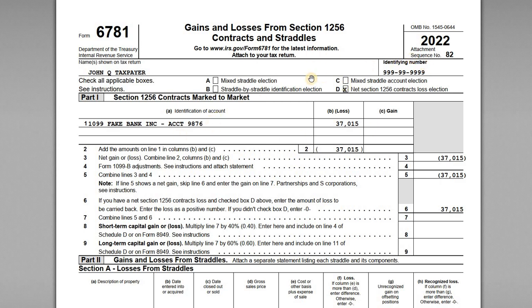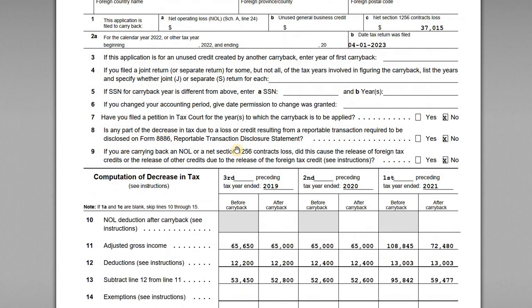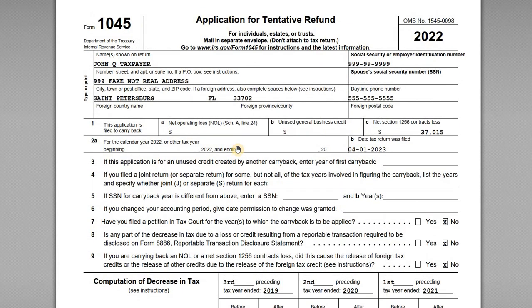So as far as what we have in front of us, I have the 6781 for the current period, and then we are going to be completing the carryback claim on the 1045. So when you do a 1256 carryback, you can either complete this 1045 to compute the decrease in tax, get your refund, or you can file amended returns for those actual years. We're not going to do that. We're going to just do the 1045 instead.